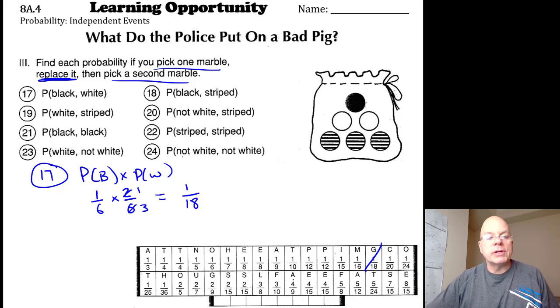Now, when you go to do number 18, please understand that the bag is reset to this condition. I think that's all I need you to know.